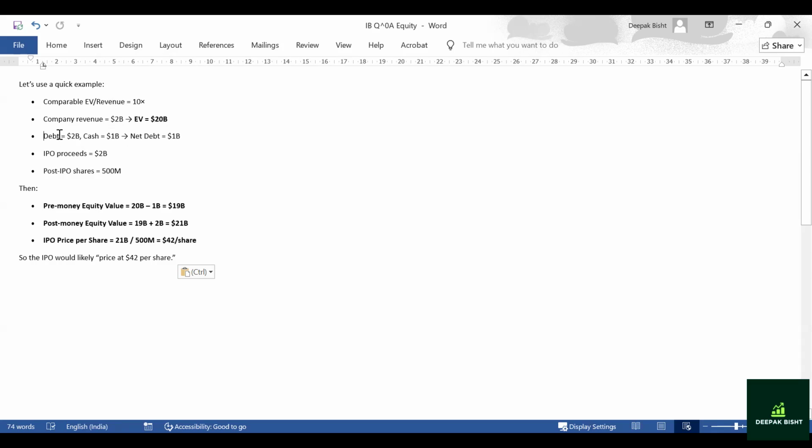So you have paid, and now you have control over the firm. So you can use the cash to pay off its debt. So now your debt is reduced. And for IPO proceeds, you are expecting IPO proceeds of $2 billion. Pre-money, your debt is still $1.